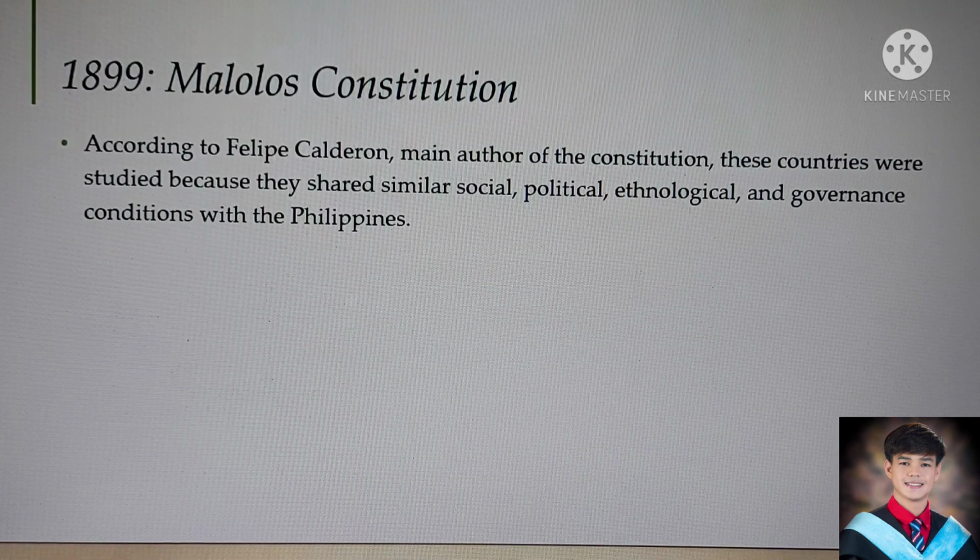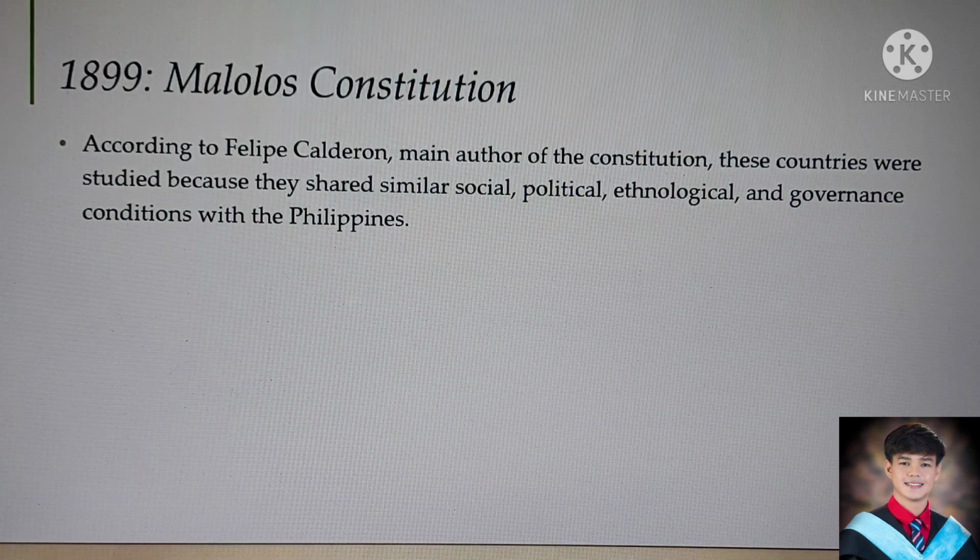According to Felipe Calderon, main author of the Constitution, these countries were studied because they shared similar social, political, ethnological, and governance conditions with the Philippines. So, meron daw kahawig sa Pilipinas itong mga bansang ito in terms of their social, political, ethnological, and governance conditions.